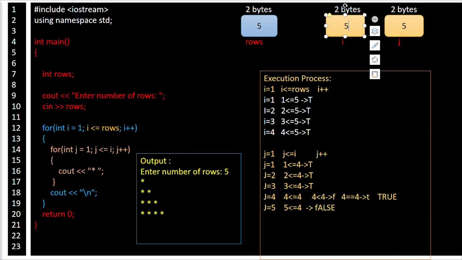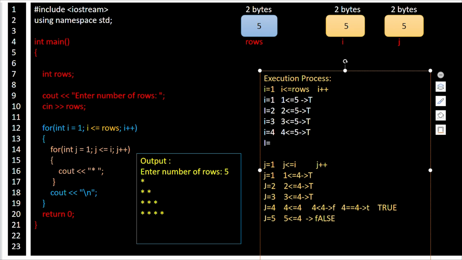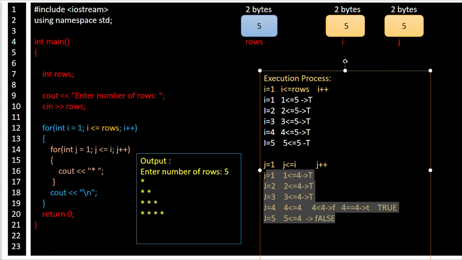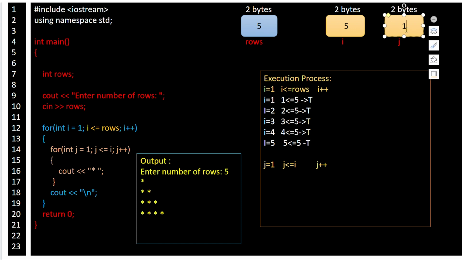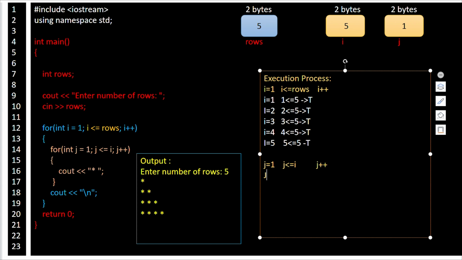The i value is 5 now. Then i is equal to 5. 5 less than or equal to 5. This condition is going to be true. If this condition is true, we are moving inside this for loop. We are checking the condition over here. First of all, we are initializing j equal to 1. Okay, so j equal to 1. 1 is less than or equal to i. What is the value of i now? It is 5. So it means that we have to iterate this for loop 5 times, right? Okay, so the condition is true.